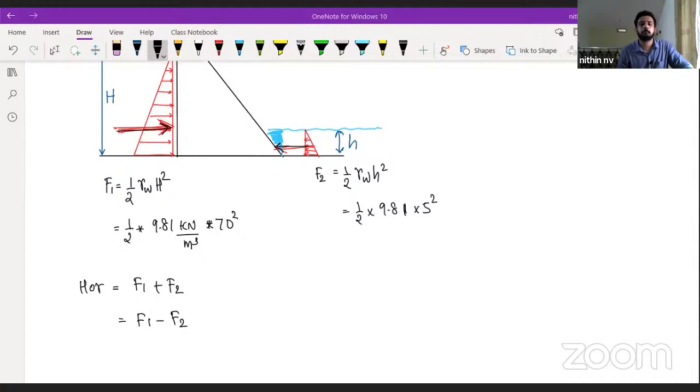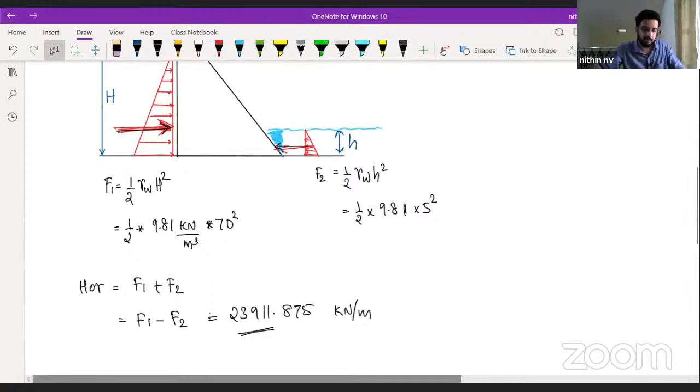F1 minus F2? Are you getting 23911 point something? If they are not giving the gamma_w value, try to take it as 9.81 only. Don't take it as 10. Maybe they will give that also in the range. If you are taking 10, you may get something different. Maybe they will give, but better don't take the risk.